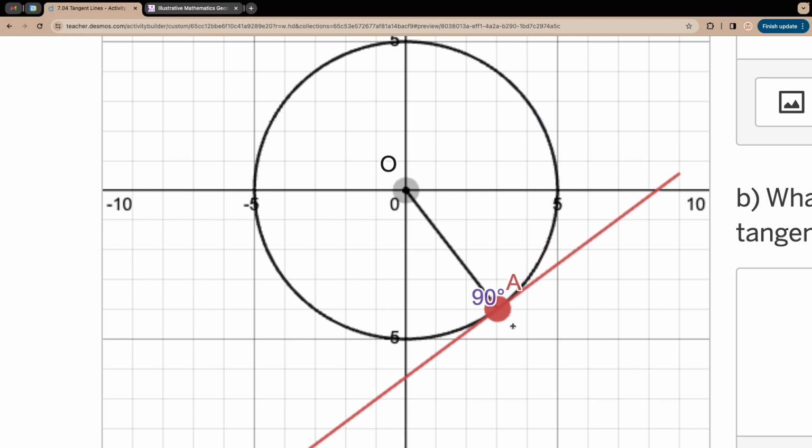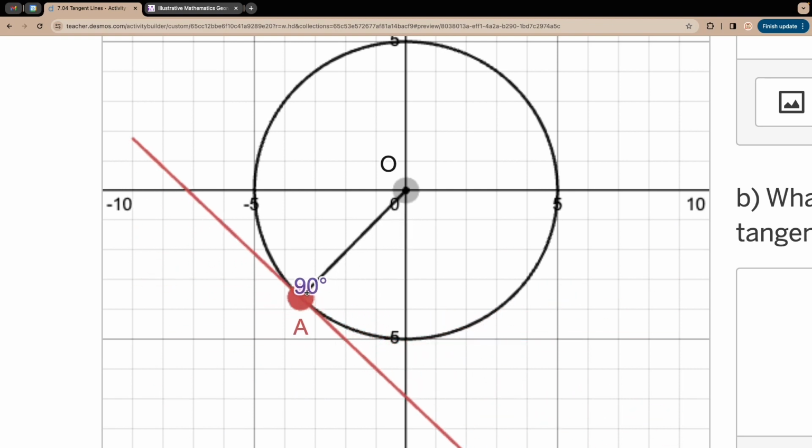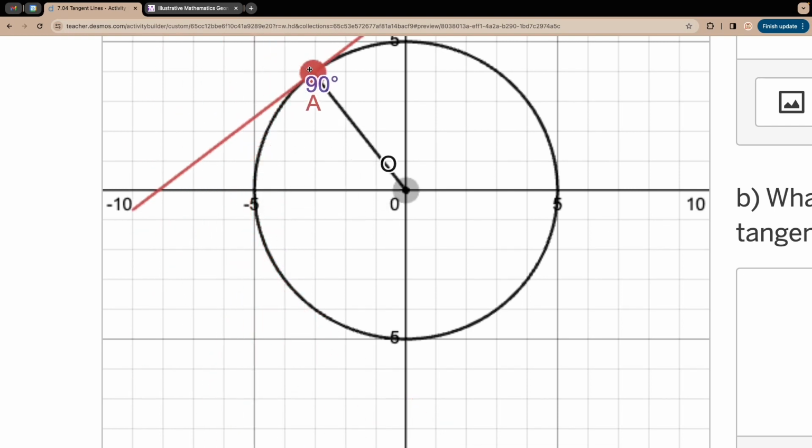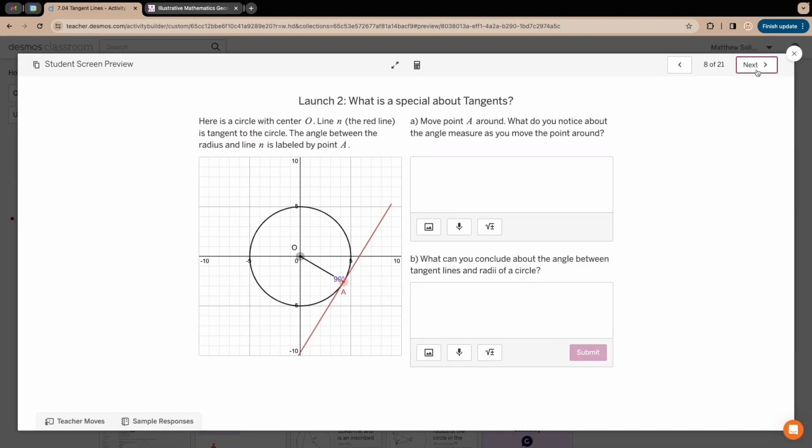And what else do I notice? It always makes a 90-degree angle with the radius of the circle. So a tangent line touches the circle in one point, and it makes a 90-degree angle with the radius. It's perpendicular to the radius. So that's the property we're going to use. It comes up a lot.